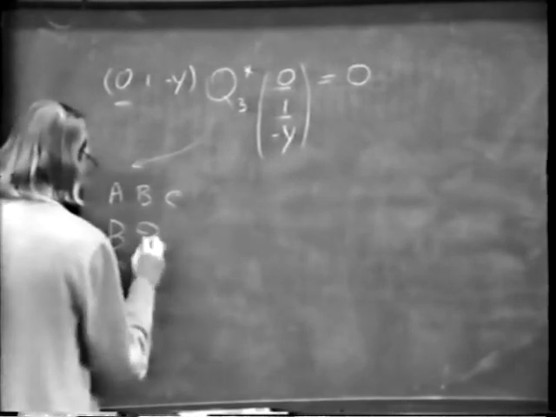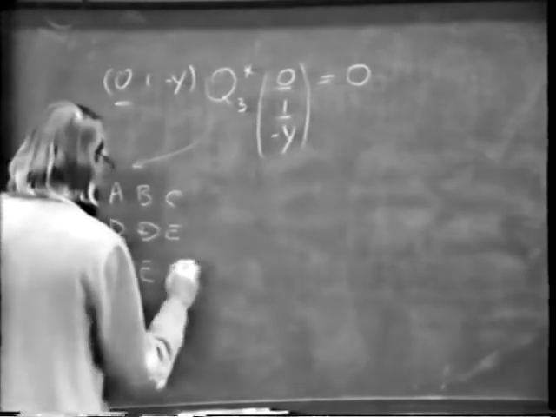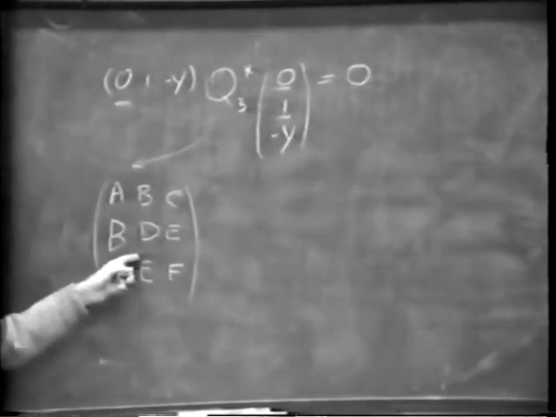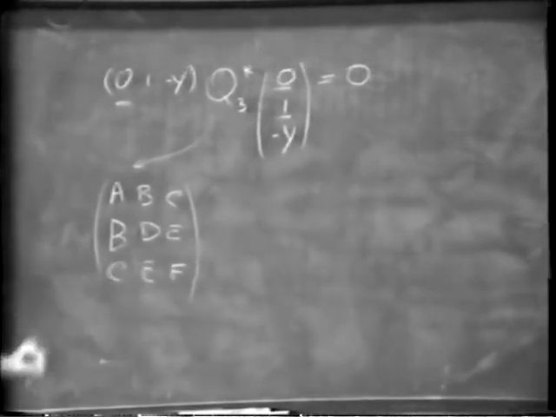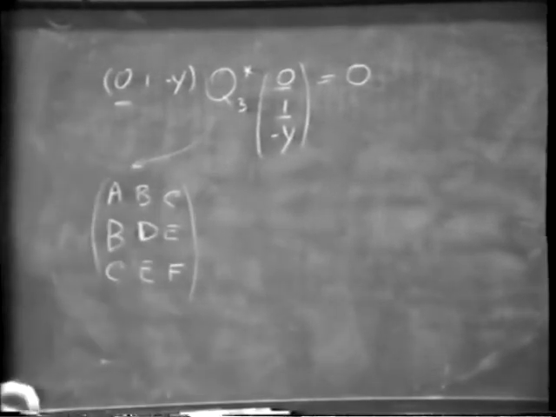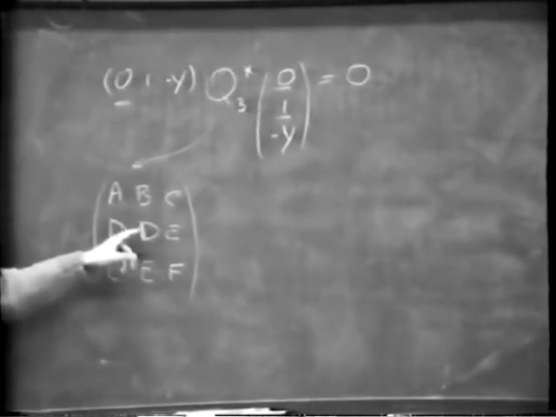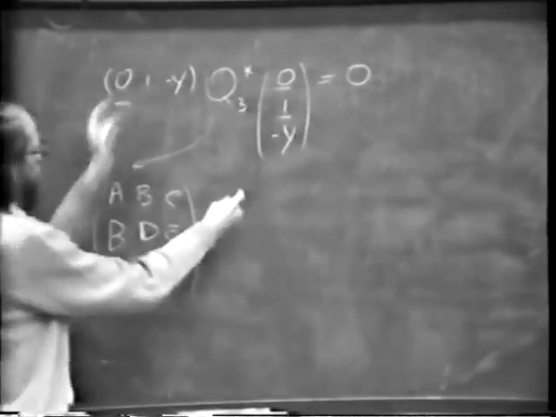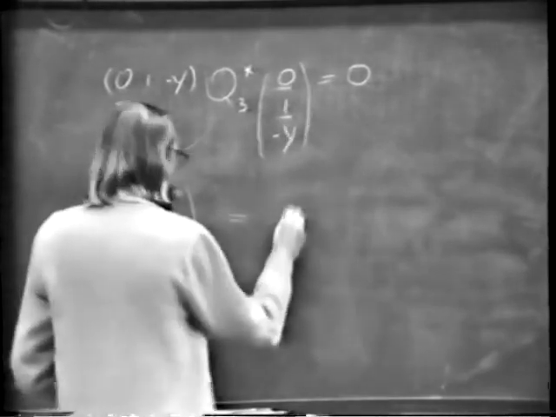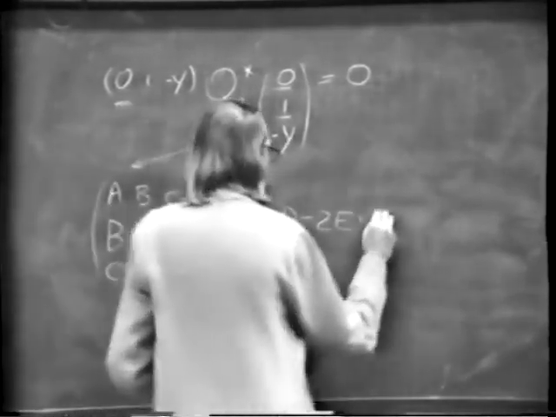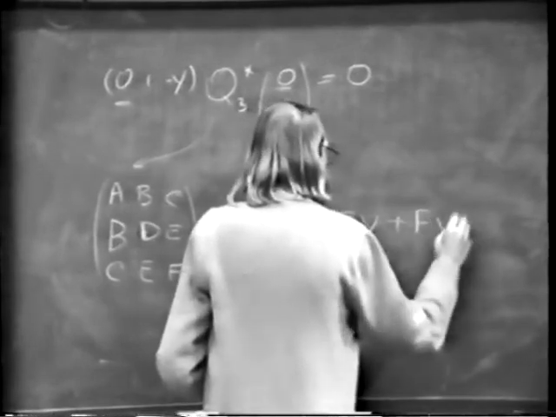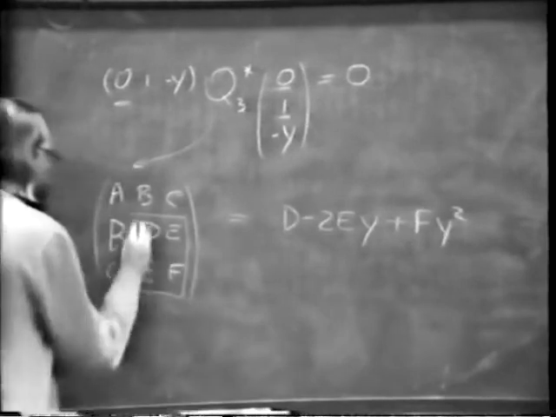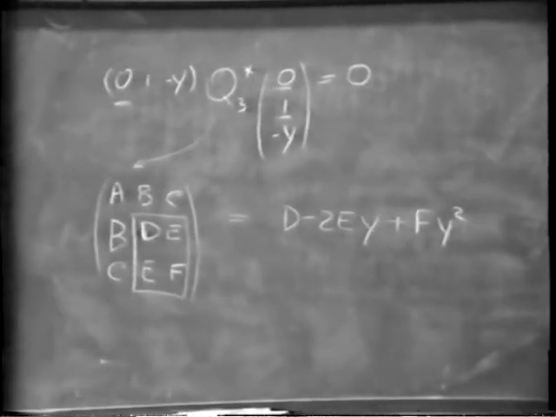Let's look in with our little microscope at the innards of Q3 here. It's a symmetric 3 by 3 matrix. We'll give all the elements names here. I don't like to use lots of subscripts on names if I can avoid it, so sometimes I just go through and start naming things by letters of the alphabet. You multiply this thing by blah, blah, blah, and you'll get D minus 2EY plus FY squared. Right? So really the only elements of this adjoint or inverse that we're interested in are D, E, and F.